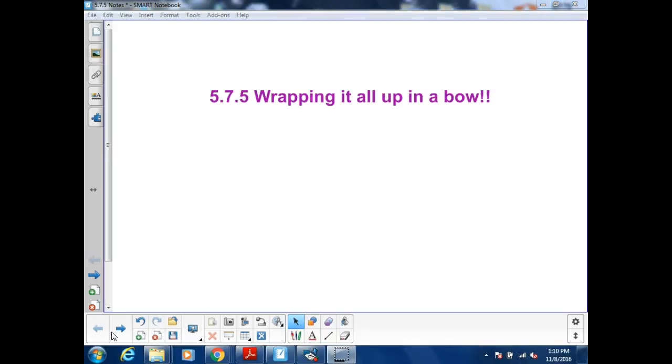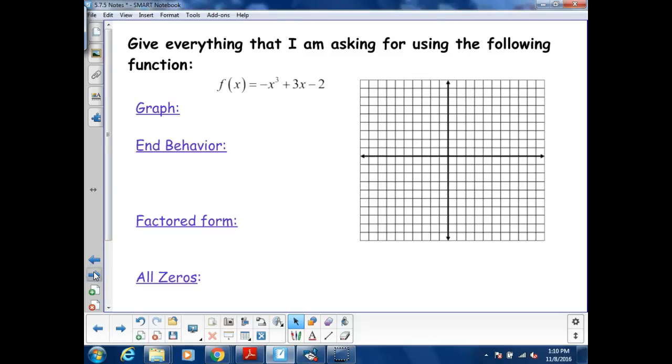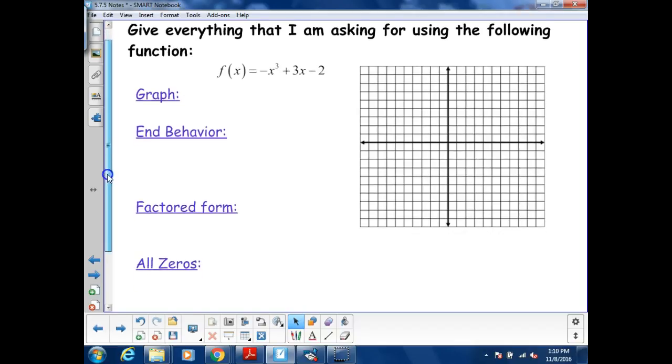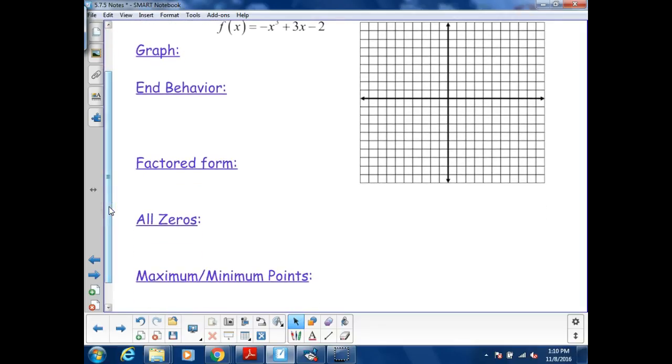So in order to get us started with that, I'm going to ask you to give me everything that I'm asking for. On each of the 2 examples today, I'm going to ask for 5 things. 1, I want you to graph it. That's why it's a graphing calculator type of a day. 2, I want you to give me the end behavior. 3, I want you to write it in factored form. 4, I want you to give me all the zeros. And 5, I want you to give me any minimum or maximum points that there might be.